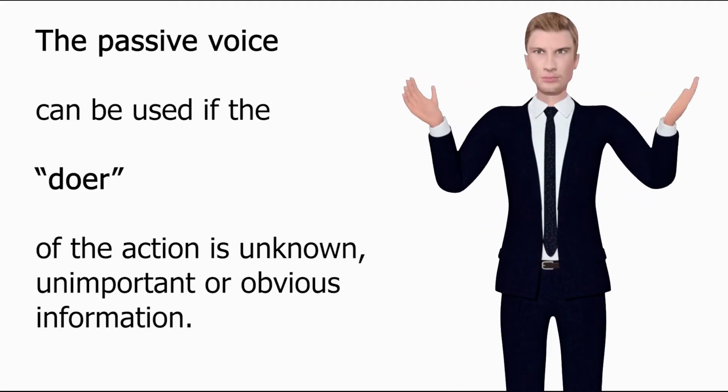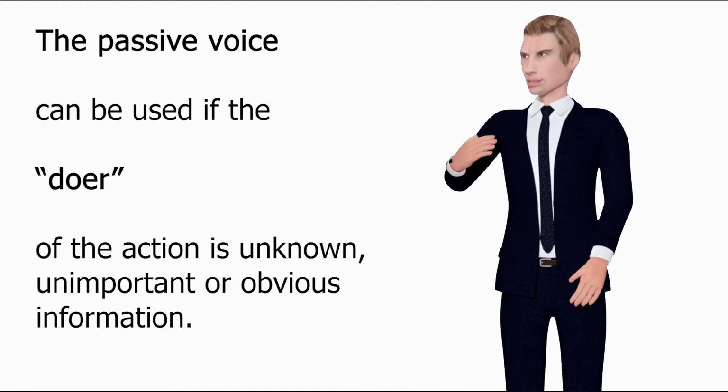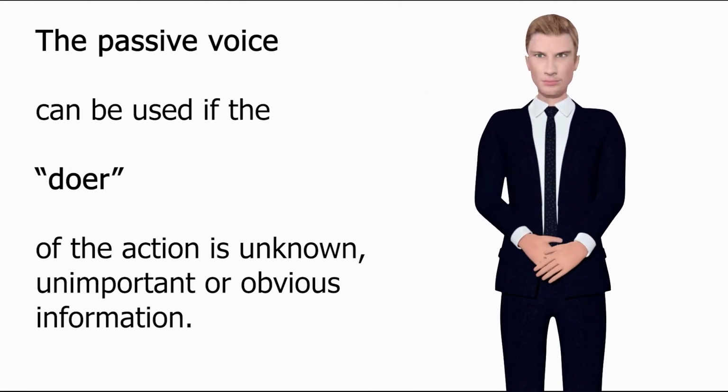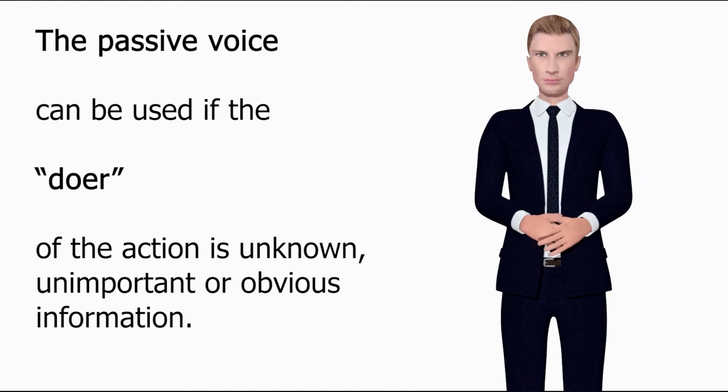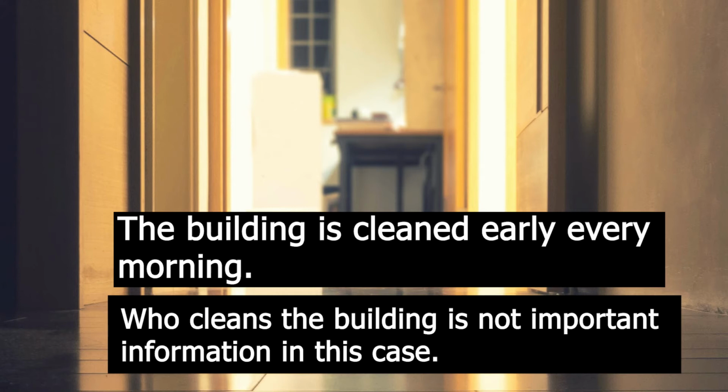The passive voice can be used if the doer of the action is unknown, unimportant or obvious information. The walls of the building were vandalized last night. The doer is unknown. The building is cleaned every morning. Who cleans the building is not important information in this case.